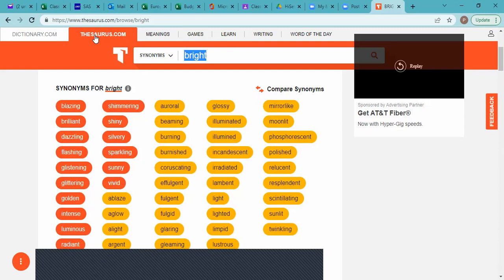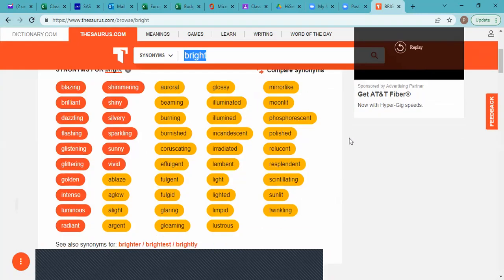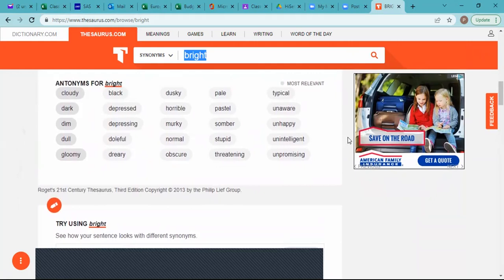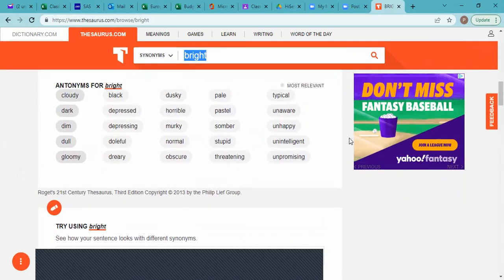Okay, it is a shimmering day. It is a shiny day. It's a sunny day. So again, it all depends, because some of these words have different meanings even though they're spelled the same way. All right. So if you go down, you might find they also may have antonyms, which is something we're getting ready to talk about.